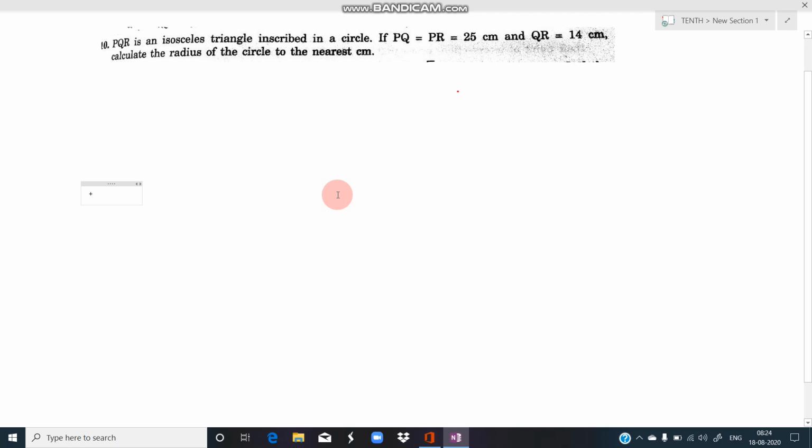Yes, students, the question is that PQR is an isosceles triangle which is inscribed in a circle. PQ and PR are 25 centimeter. QR is 14 centimeter. You have to find the radius of the circle to the nearest centimeter.